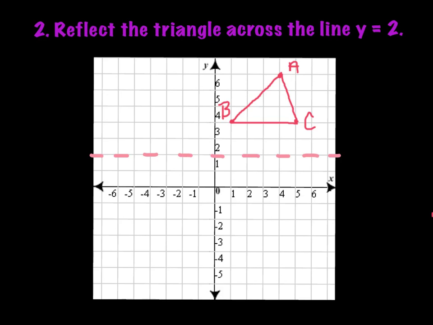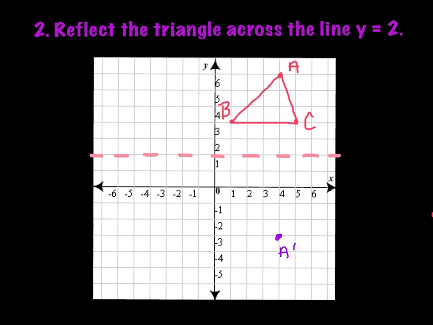So we're going to reflect across that line. It's similar to what we just did. We're going to count the distance it is away from the reflection line. So if you look at point A, it's 1, 2, 3, 4, 5 units away. So same thing, count 5 units down. 2, 3, 4, 5. It would be right here. So my new A point will be here.